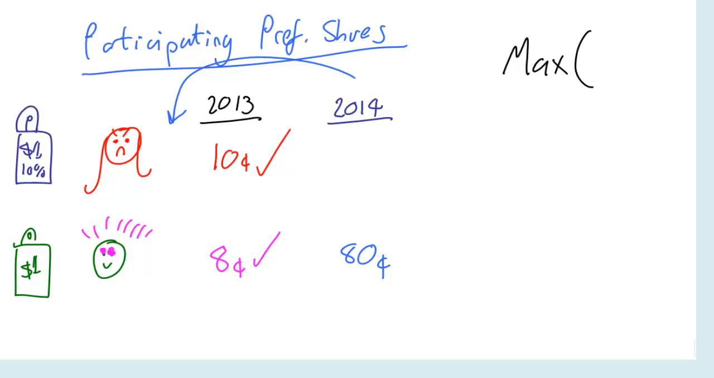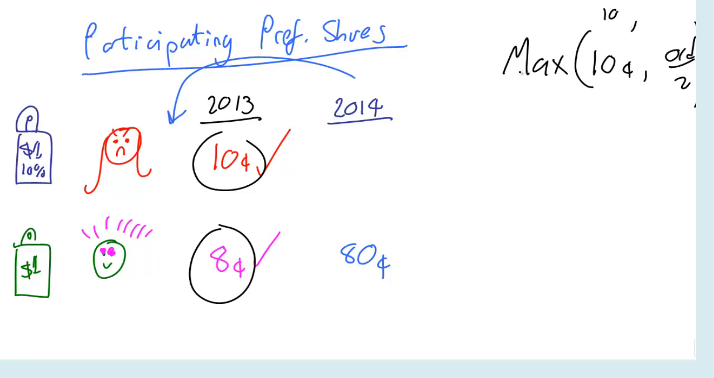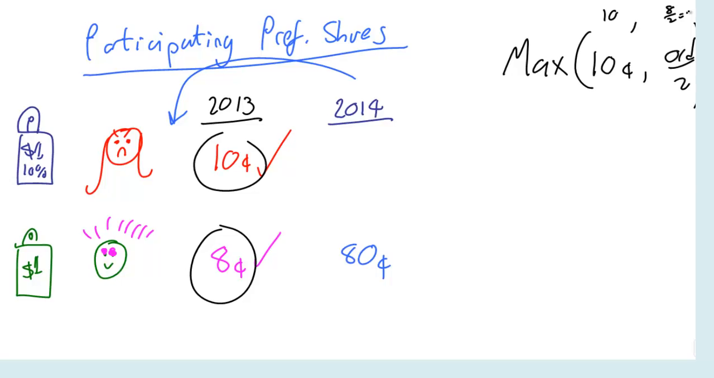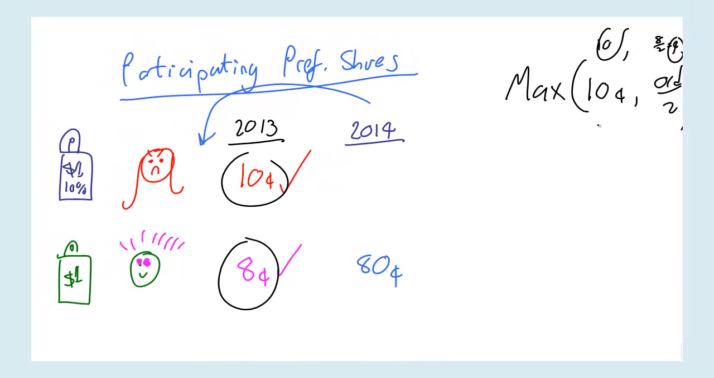Now, the formula she's chosen, and this formula will be different for every single participating preference share that's ever been written, is she gets a maximum of the 10%, actually let's just make that 10 cents. She gets 10 cents, or she gets half of the ordinary person's dividend. So the first year she gets 10 cents, or she gets half of the 8 cents there, so that's going to be 8 divided by 2 equals 4. What's the max of 10 and 4? The max of that is 10.